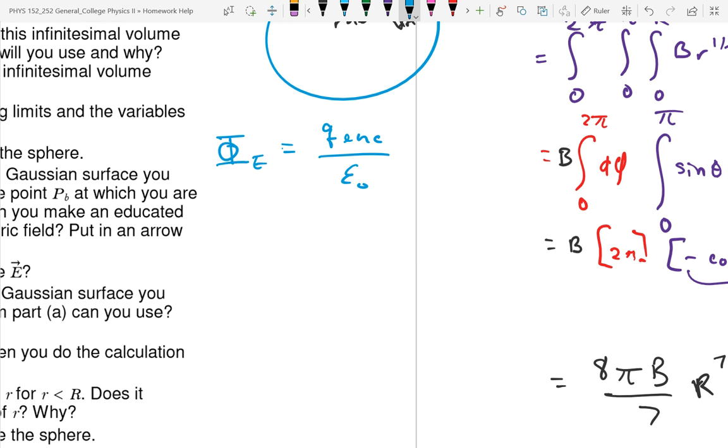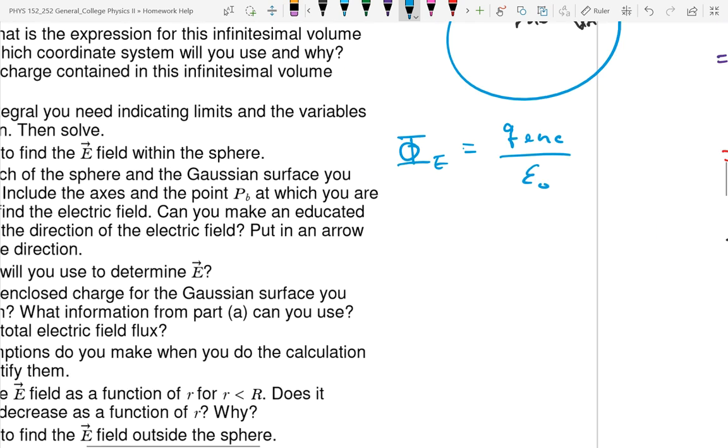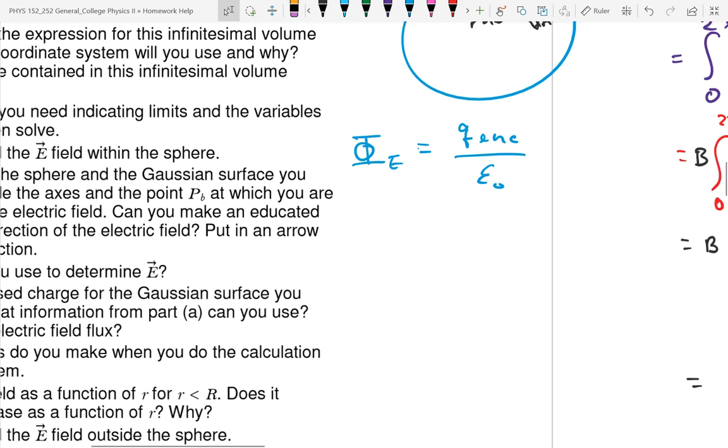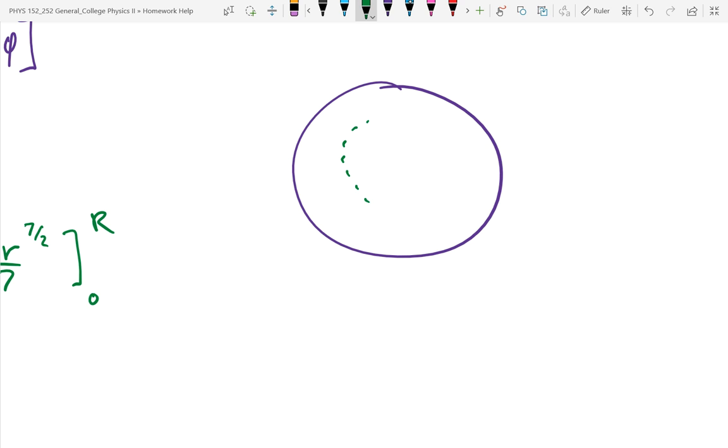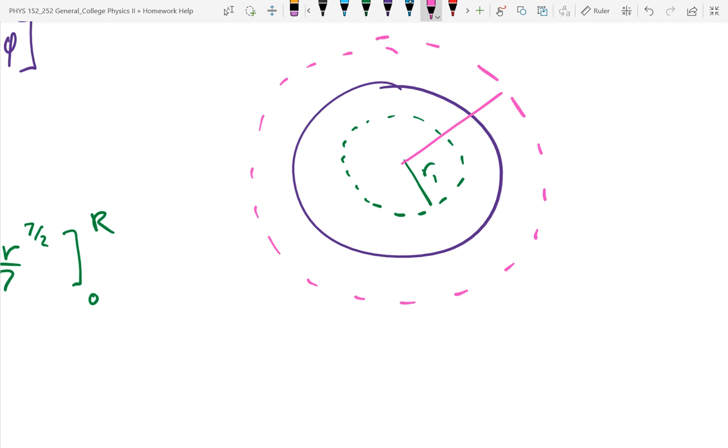I'm not going to go piece by piece here, but I have my sphere, and I'm going to have Gaussian surface number 1 of radius R1 and Gaussian surface number 2 of radius R2, where R2 is greater than capital R and R1 is less than capital R. So I have those two Gaussian surfaces.